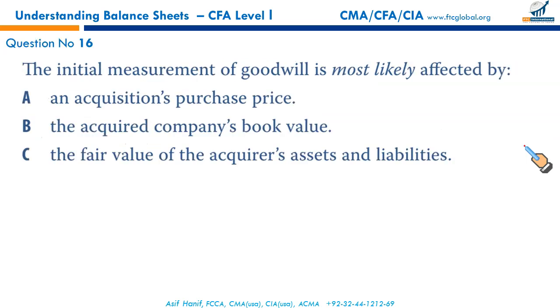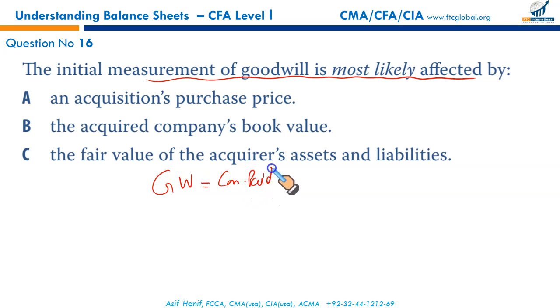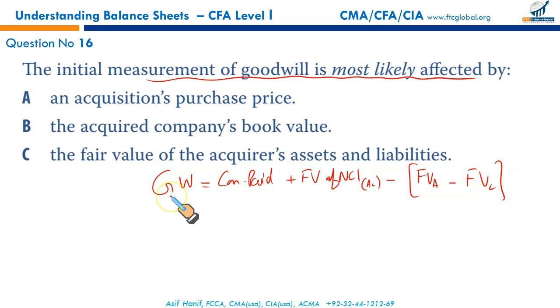Moving on to the next question, number 16. The initial measurement of goodwill is most likely affected by what? This is the formula we use to calculate goodwill. Goodwill is equal to consideration paid. Consideration could be bonds, shares, cash, or a combination thereof. Consideration paid plus fair value of non-controlling interest at the date of acquisition, minus fair value of the assets at acquisition, minus fair value of liabilities at the acquisition. This is how goodwill is determined.